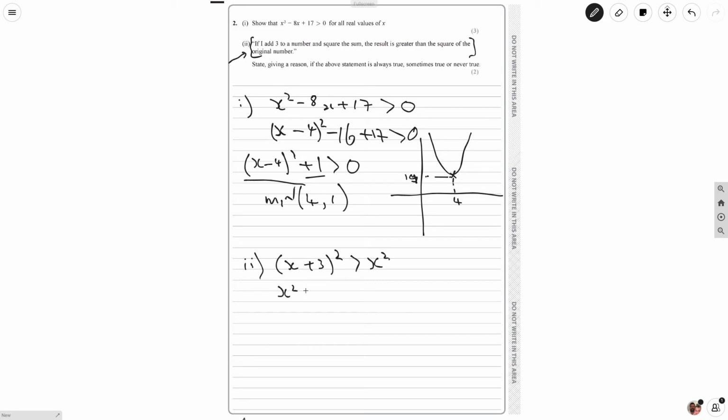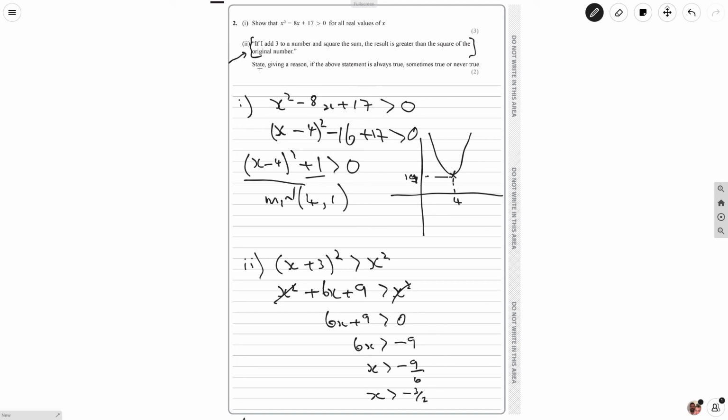I'm going to square this bracket out, x squared, plus 3x plus another 3x, plus 9 is greater than x squared. Then you can subtract these two x squareds from both sides, so that leaves us with 6x plus 9 is greater than 0. Take the 9 over the other side and then divide by 6, and simplify that fraction, 3 times tables. So x is greater than minus 3 over 2.